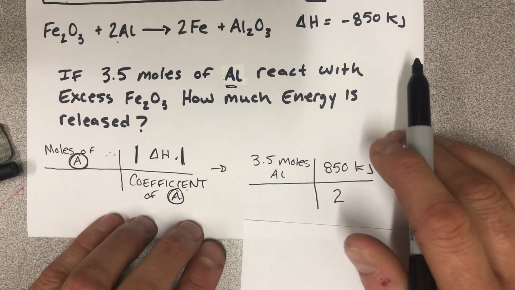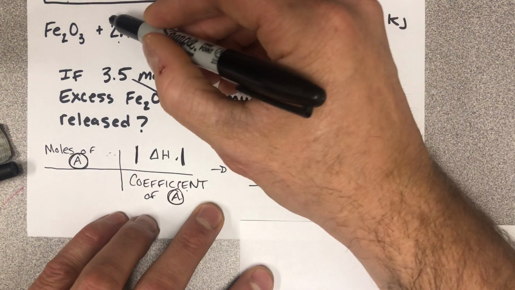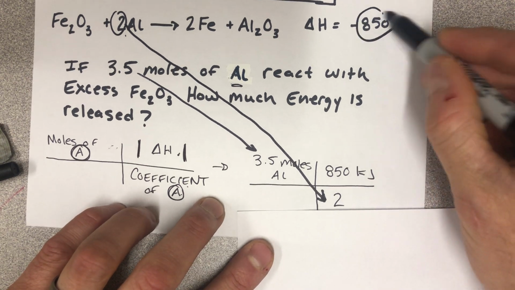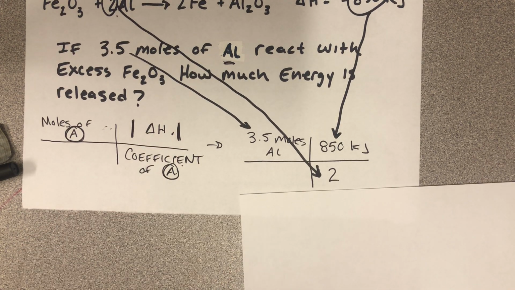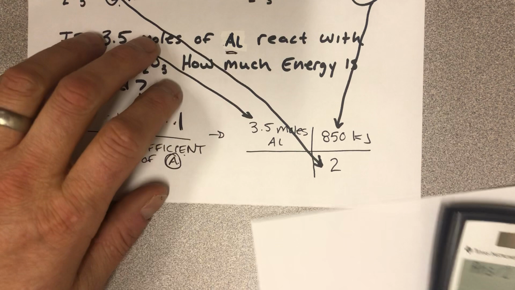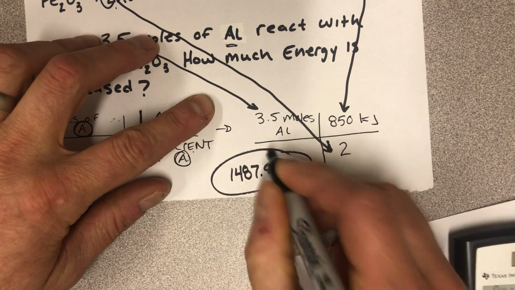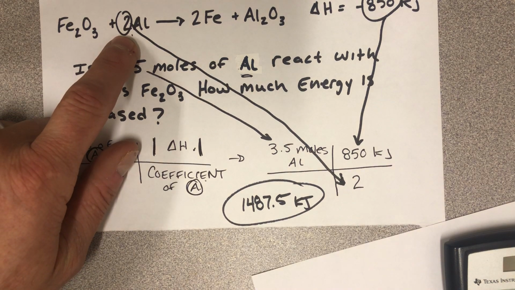And here are those numbers put into place. Again, the 3.5 is this, the 2 comes from the aluminum's coefficient, and then the 850 comes from the delta H. And so we can go ahead and solve that. Let's figure this out: 3.5 times 850 divided by 2. So we should get 1487.5 kilojoules of energy. That's how much energy would come out of having 3.5 moles of aluminum and excess iron oxide.